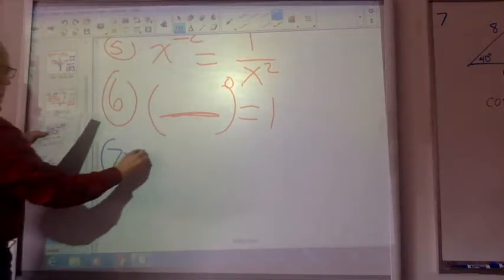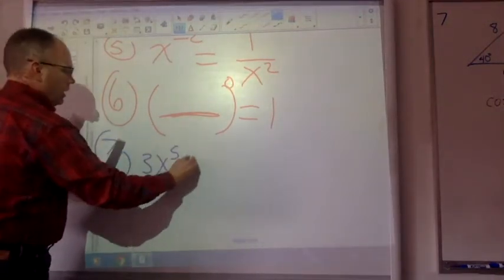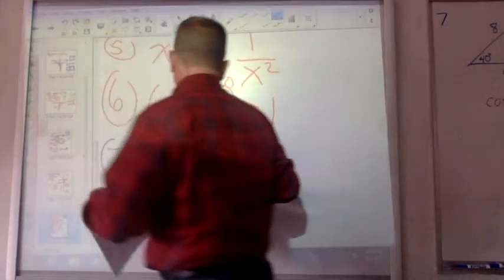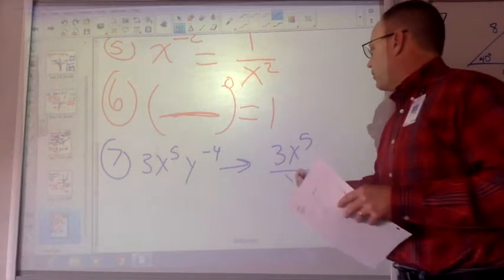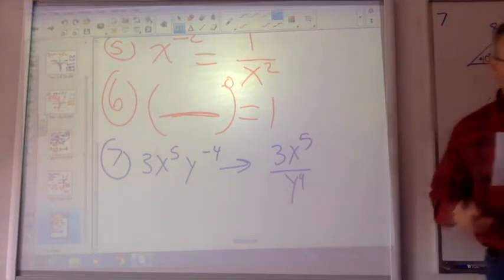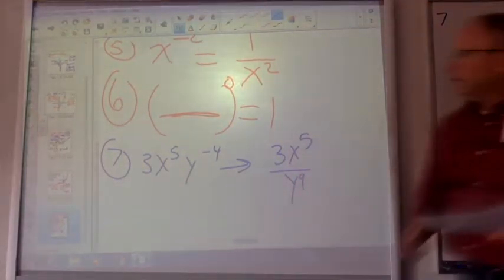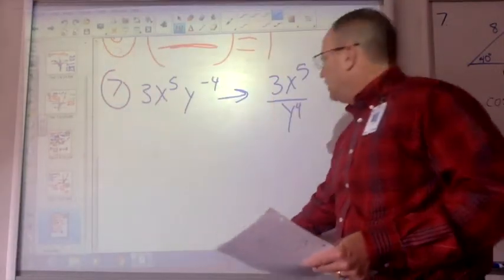7. I have 3x to the 5th, y to the negative 4. Okay, there's only one thing that needs to switch spots. Y to the 4th comes down.